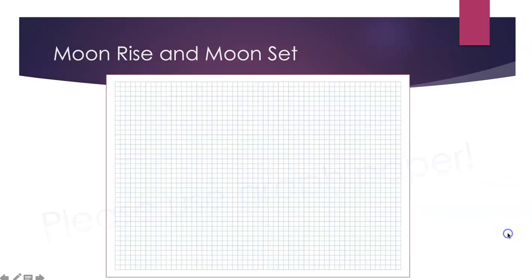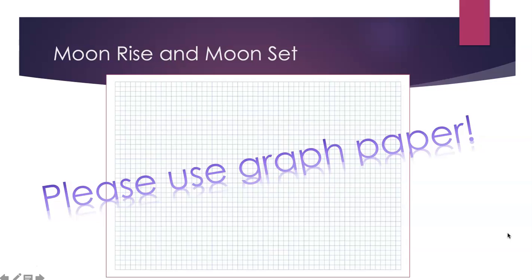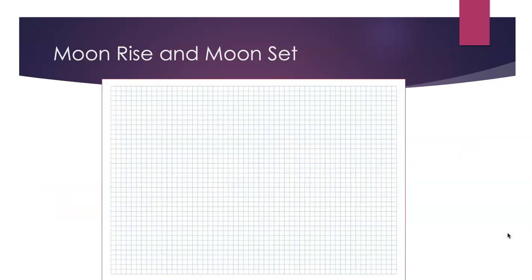So what are you going to do? First of all, please use graph paper. Do not do this on notebook paper or blank paper, computer paper. Please use graph paper and a ruler. Make it neat. First, you're going to make a line along the bottom, and I suggest you make your paper in the landscape orientation that I've shown here.